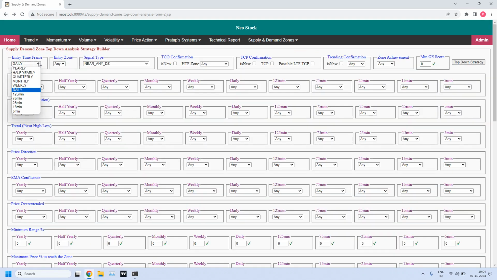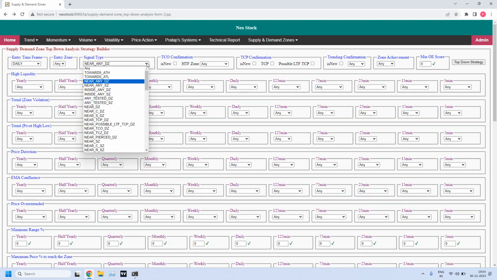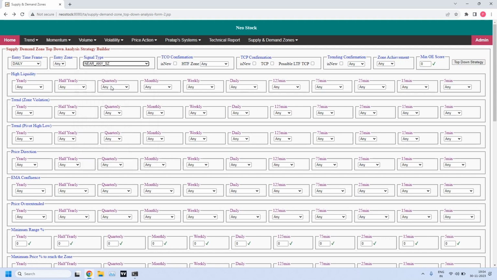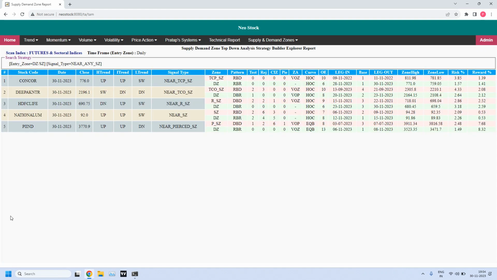Entry time frame is daily. Let me find the stocks which are near to the daily supply zone. Five stocks are filtered. This is the first one. Concor is a high liquidity supply zone. HDFC Life is a high liquidity supply zone. We have 2 high liquidity supply zones. So let's go back.